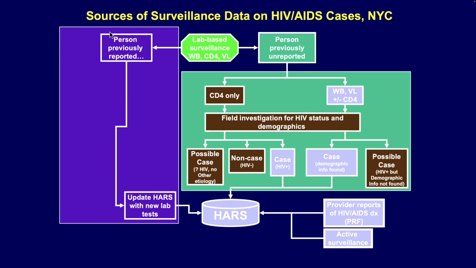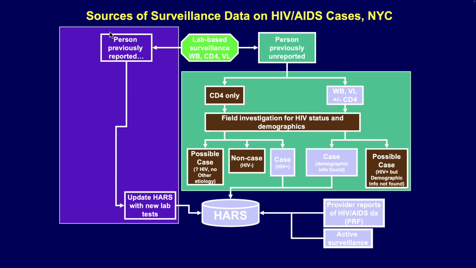But it's also possible that in that situation, the case status determination remains uncertain even after field investigation, and that's because there may not be enough clinical or laboratory information to determine whether or not it is a person with HIV infection. These individuals go into a bucket called possible cases that you would revisit regularly to see if you have any new information that can help you further resolve the uncertainty about their HIV status.